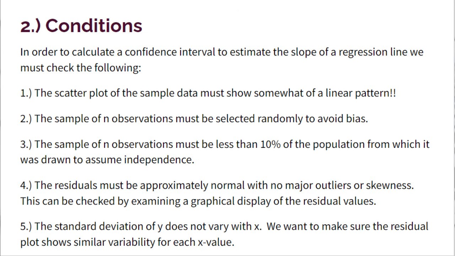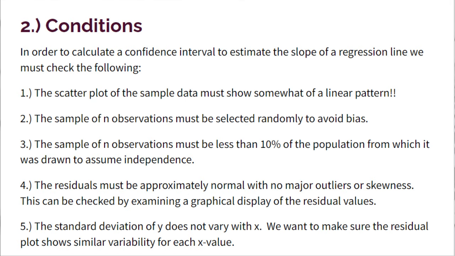The second step is to check those conditions. Now, there are quite a few conditions here, and I have to be honest, on the AP Stats exam, usually when they have you do this, they're going to tell you to assume all conditions are met, but we should still walk through the conditions. First, the scatter plot of the sample must look somewhat linear. You would never put a regression line through your data if it wasn't linear in the first place.